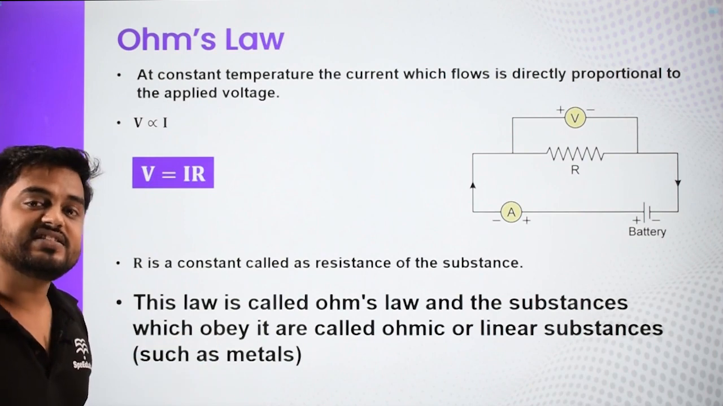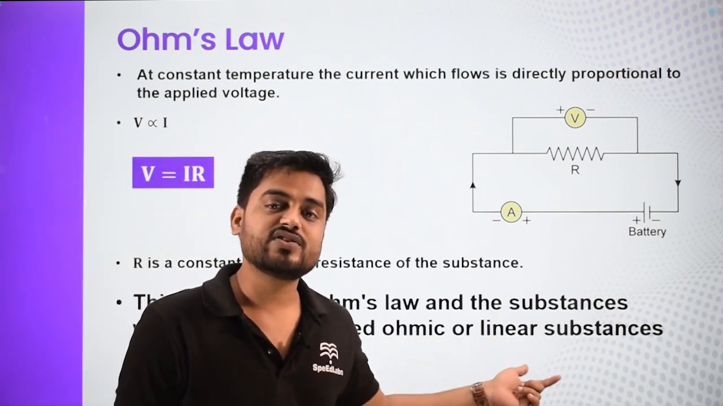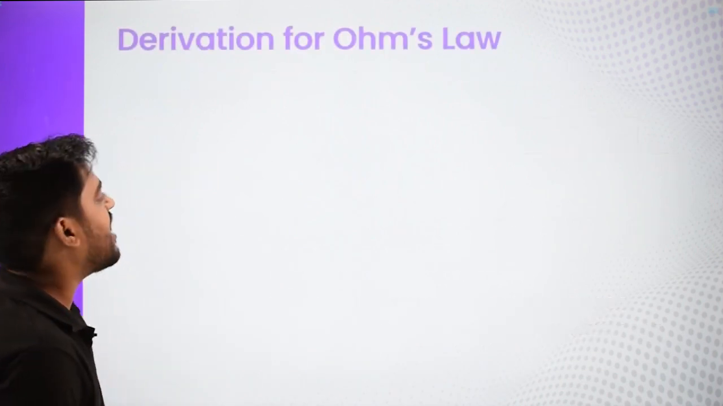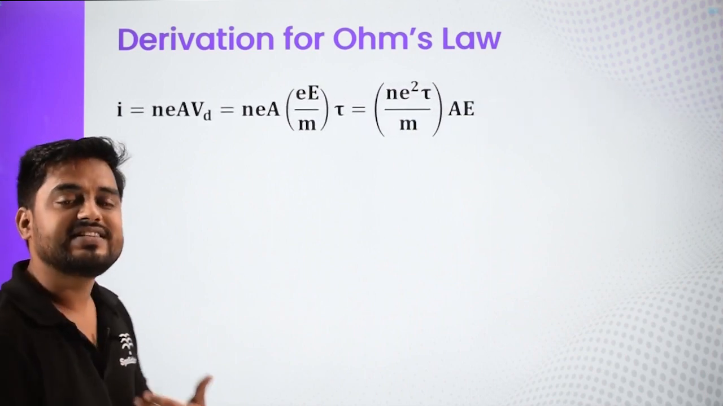So, generally only metals or conductors are ohmic substances, or linear substances. Why do we call them linear? Because when we draw a graph of V versus I, that graph is directly a straight line, right?